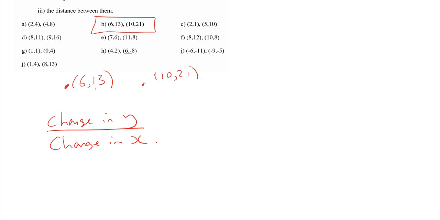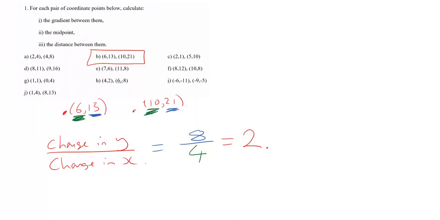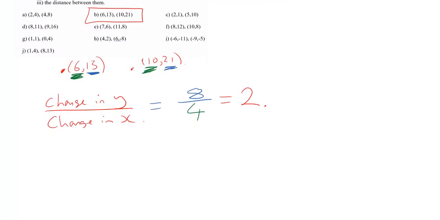Well, if we think about it, from the first point to the second point, our y coordinate change is from 13 to 21. So that means it's going up by 8. And then the x coordinate change is going from 6 up to 10. Well, that's a difference of 4. So the gradient is going to be 8 divided by 4, which of course is 2. So the gradient, we can just use that simple formula, the change in y divided by the change in x.